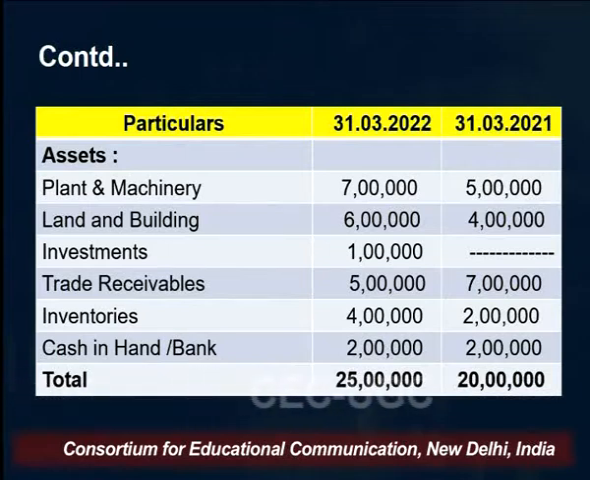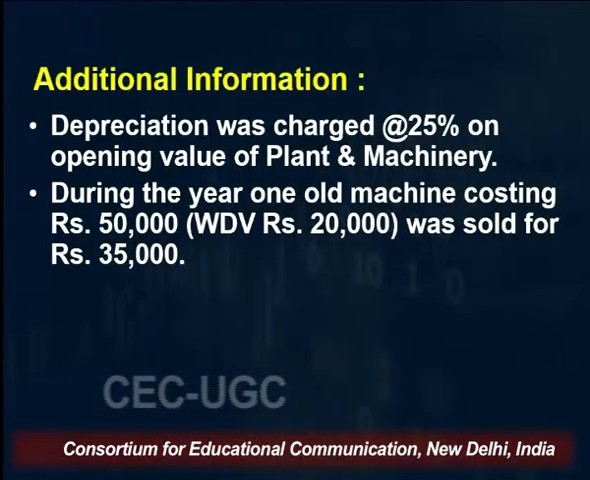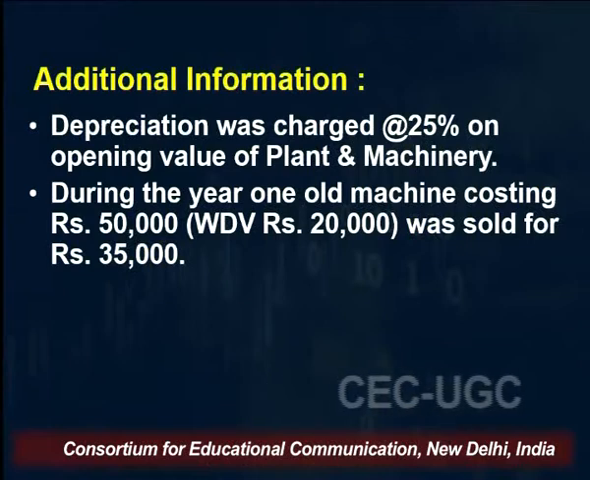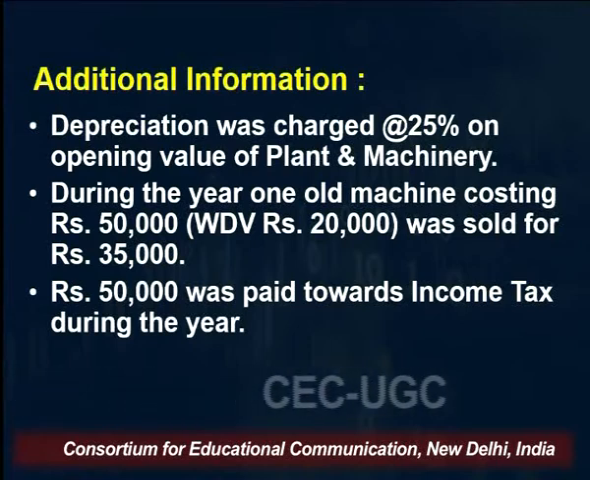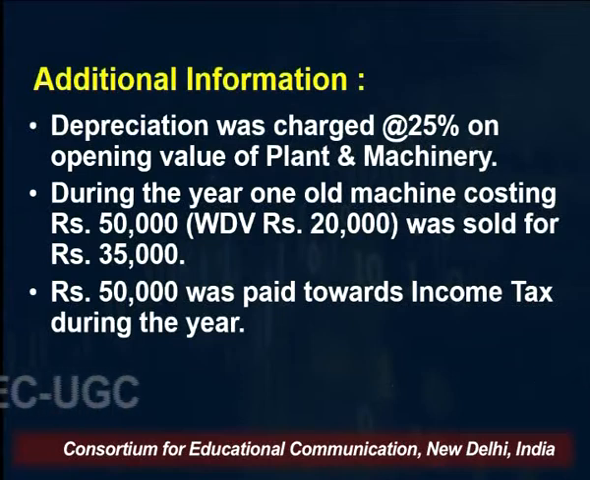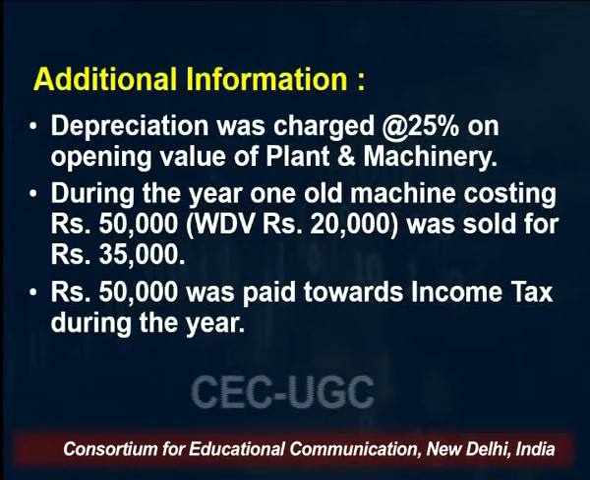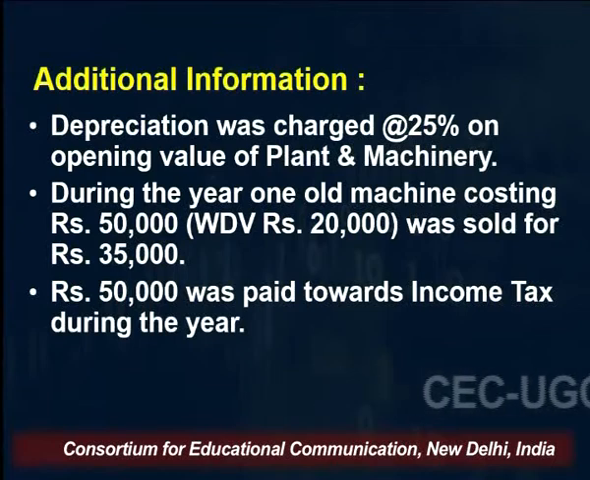Now after this balance sheet, this question is giving you some additional information. It is saying that depreciation was charged at the rate of 25% on the opening value of plant and machinery. The question also reports that during this financial year, an old machine costing rupees 50,000 was sold for rupees 35,000 and its written down value, that is depreciated value, is basically rupees 20,000. Further, the question reports that you have made a payment of rupees 50,000 towards income tax. As I told you in the previous lecture, payment of income tax belongs to operating activities. It will be shown as cash outflow under the head of operating activities, right?